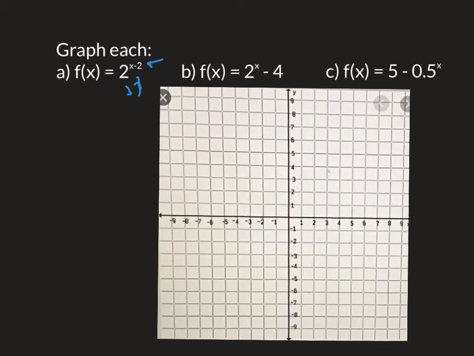Okay, let me clear out this one. Let's do the next one. Change colors. Keep it beautiful. Okay, this one right here says 2 to the x minus 4. The minus 4 is on the outside, which shifts the graph down 4, which basically means it's shifting your asymptote down 4. Still going to put a point 1 above the asymptote right there because there's no shift left or right.